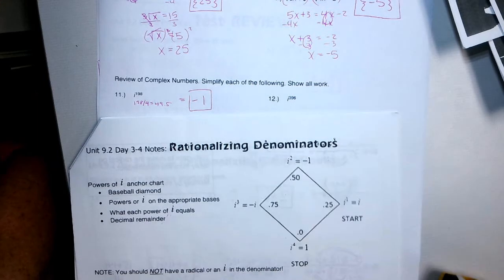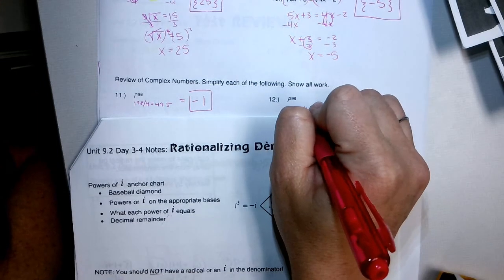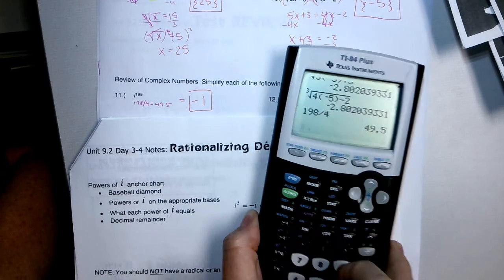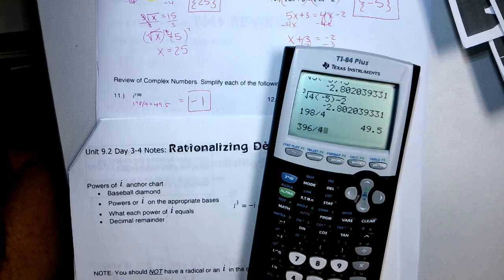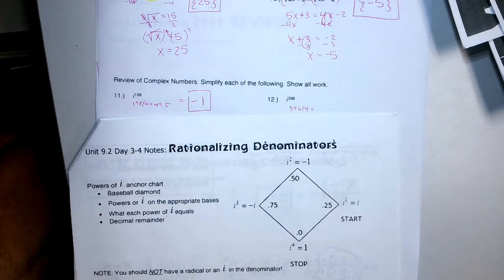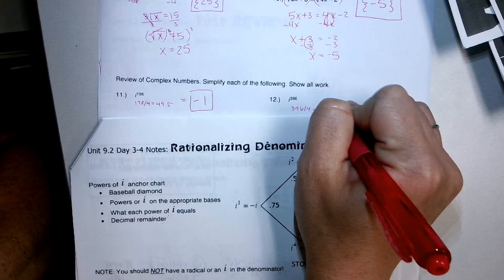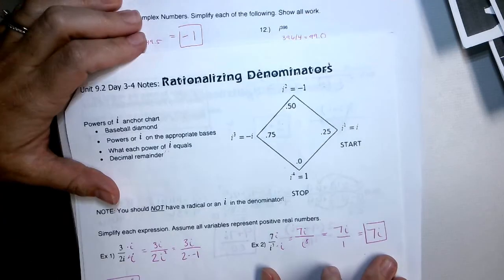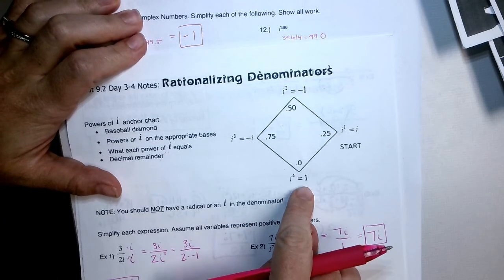So on this one, we're going to do 396 divided by 4. And we get 99, which is a whole number. So I want you to realize that's 0.0. So if we look on our diamond, 0.0 just means it equals 1.